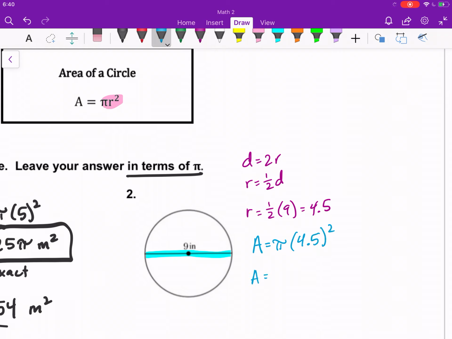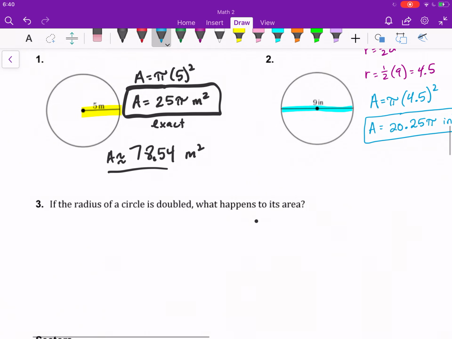Well, 4.5 squared is 20.25. And then we've got our pi. And then we've got square inches. Because it's inches, remember, units should always be squared. There we go. All right, let's just do one more in this area.